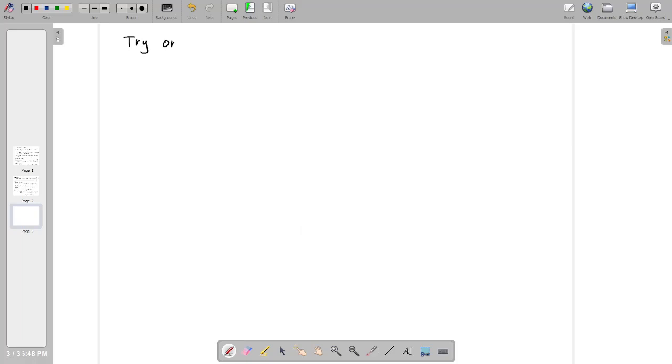Try one on the accompanying worksheet. Simplify the expression: cosine squared theta times 1 plus tangent squared theta.